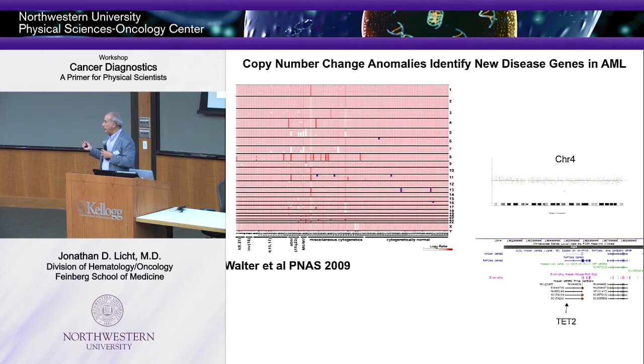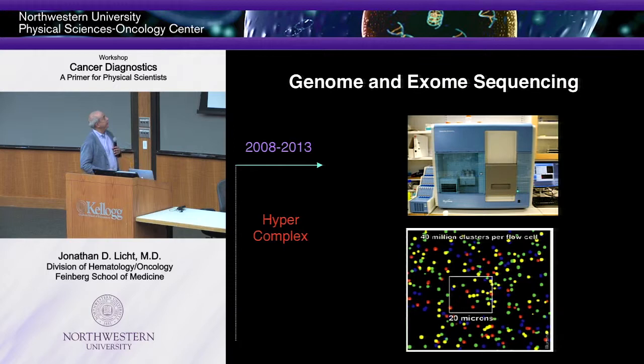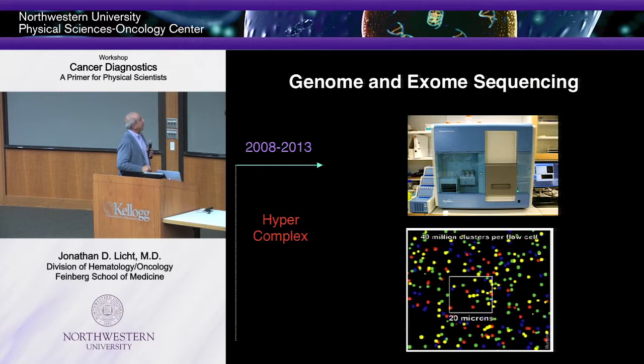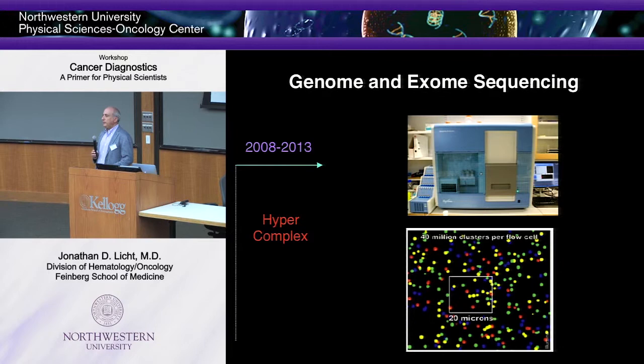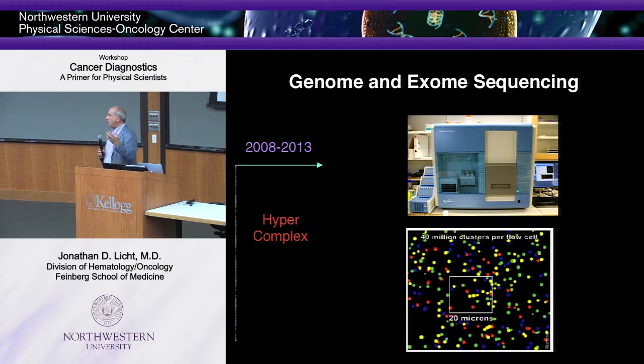Finally, we come up to the future and the here and now, which is genome sequencing. This shows the picture output of an early generation Illumina high throughput sequencing array. This technology allows you to take DNA fragments and sequence millions of different DNA fragments all at one time from a tumor source in what's called a shotgun approach.